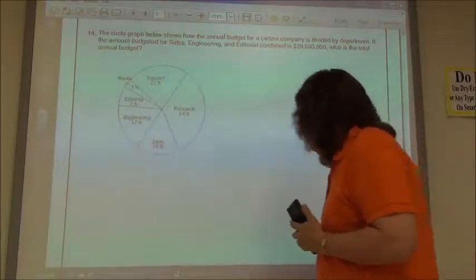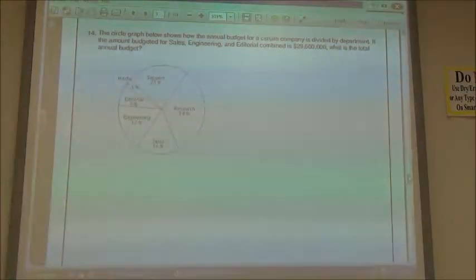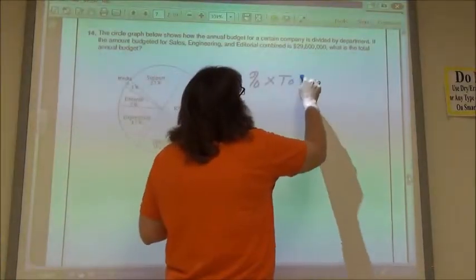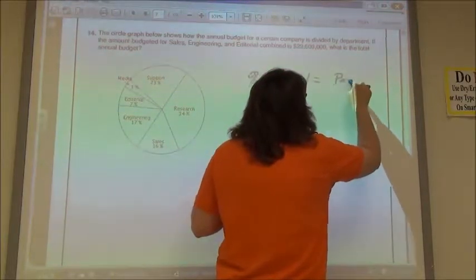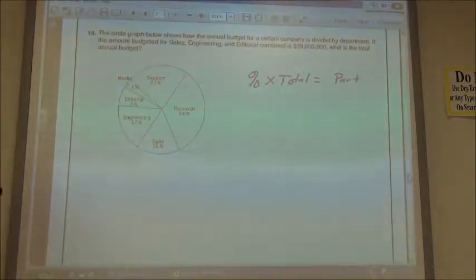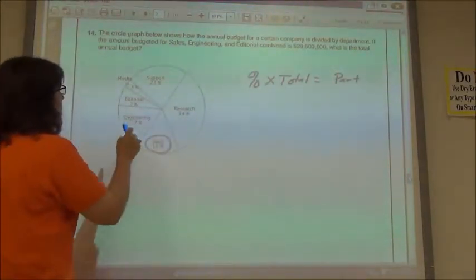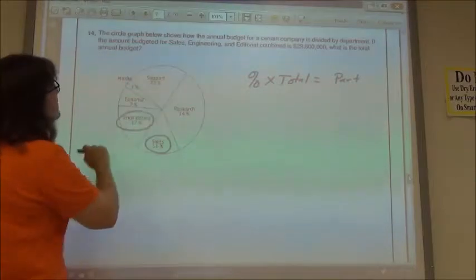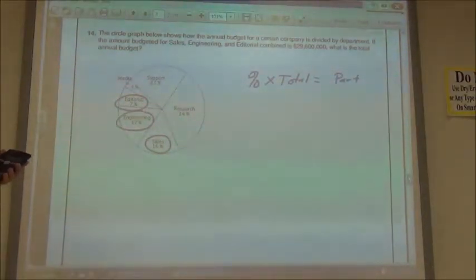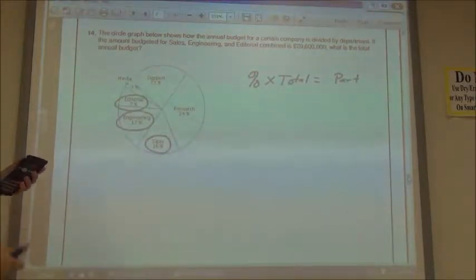Number 14 says the circle amount shows the annual budget divided by the department. If the budgeted amount for sales, engineering, and editorial combined is $29 million, what is the total budget again? So the percent times the total equals my part. So even though that seems like a really big number, that's only part of that whole pie chart. We did sales, 16%, engineering, 17%, and editorial, 7%. So 16 plus 17 plus 7 means we have 40%.